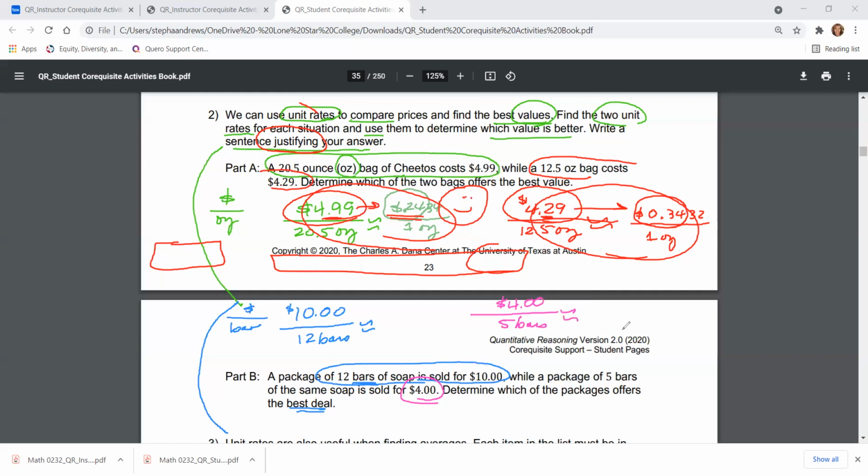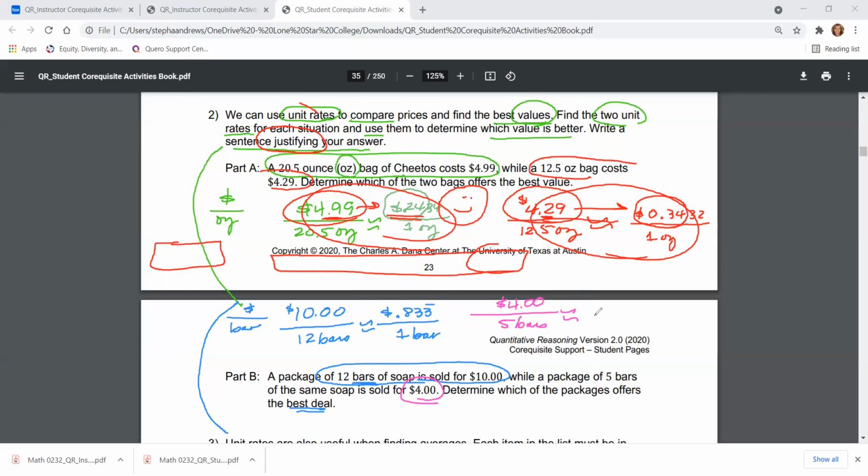You can even play games with it and make guesses and talk to people in the room and say, which one do you think is going to be better? I'm going to go ahead and divide 10 by 12. And I'm going to get about-ish 83 cents. The 3 is going to go on and on and on for every bar. I'm converting to a unit rate.